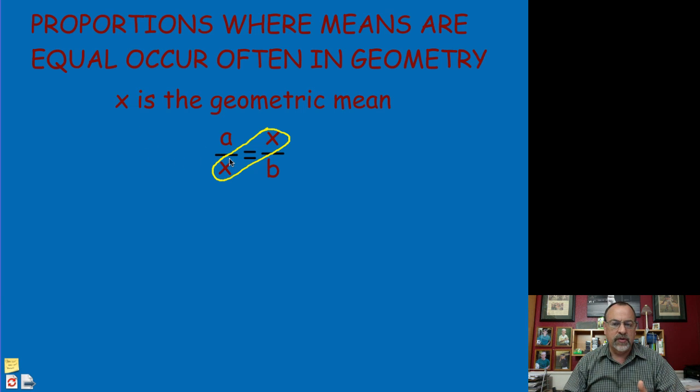If we solve this little equation using the cross product property, you remember we determined that the geometric mean, the value of that x, was equal to the square root of A times the B value. And that's what we're going to be looking at when we're looking at these right triangles that are similar.